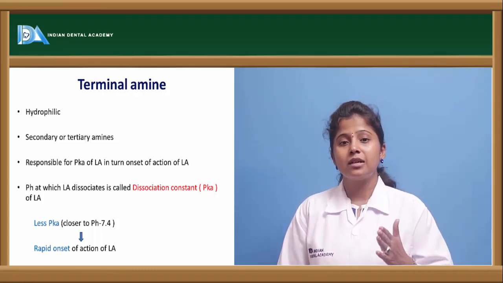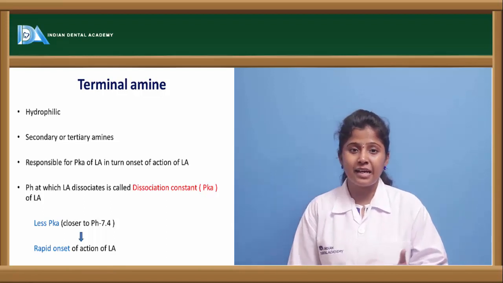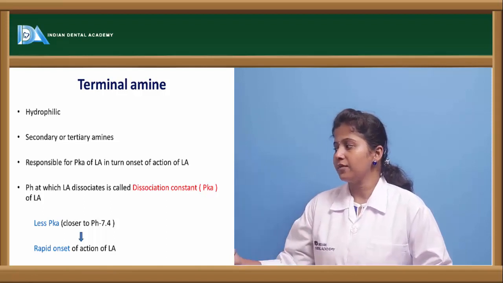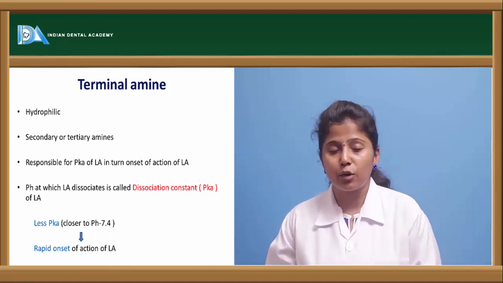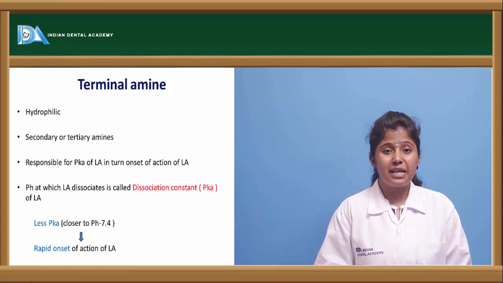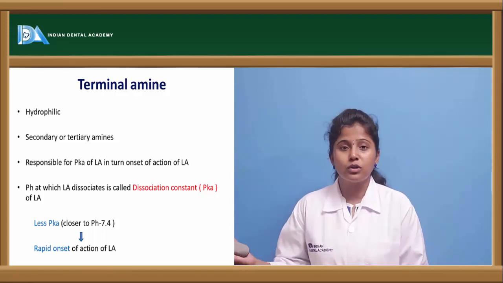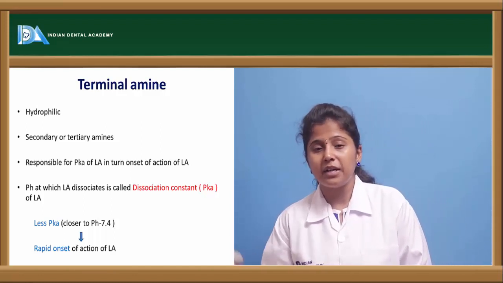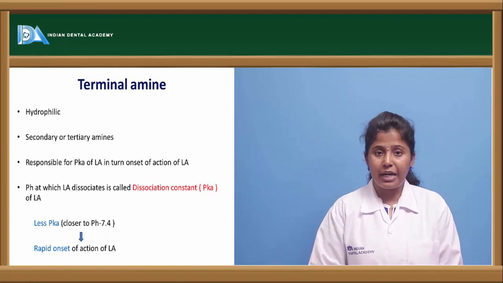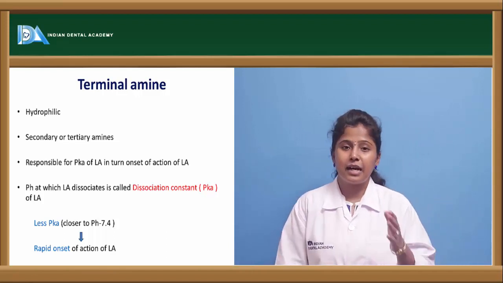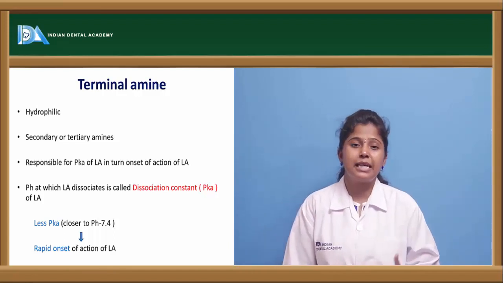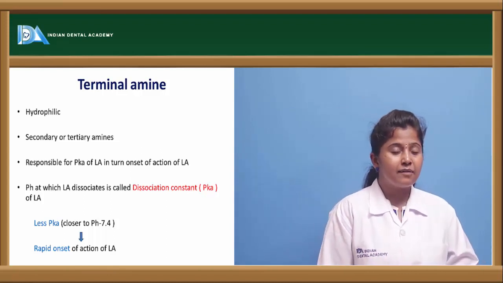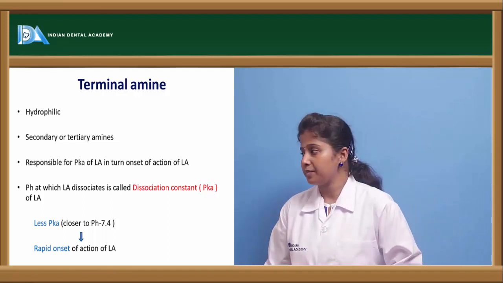If the pKa is high, then they are more prone to dissociation. If the local anesthetic has a lower pKa value, closer to a pH of around 7.4, then they are more potent and have greater action. If they have a greater pKa value, then they are less potent.